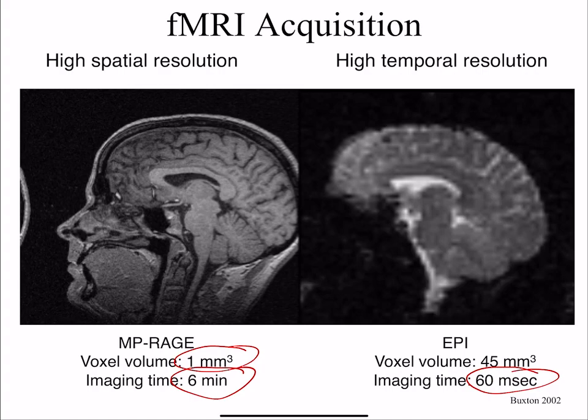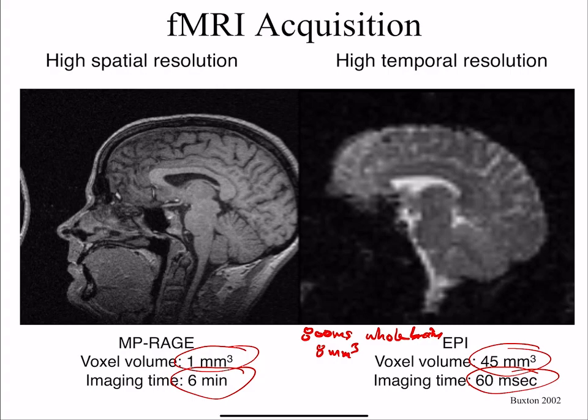You can now probably go through a whole brain in about 1 second. But the trade-off is the voxels will be bigger, so the resolution will be coarser. State-of-the-art now would be 800 milliseconds for whole brain. And actually, we've come a long way. I need to update this slide. The voxel volume is 8 millimeters cubed, so it's actually not too bad. You can do a 2 by 2 by 2 millimeter voxel whole brain in less than a second. So over the last 10 years, that's where the technology has moved.